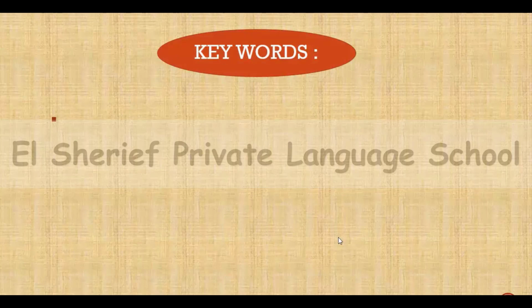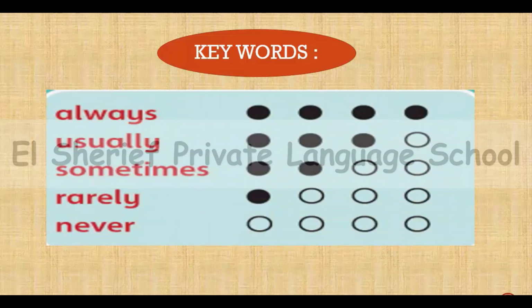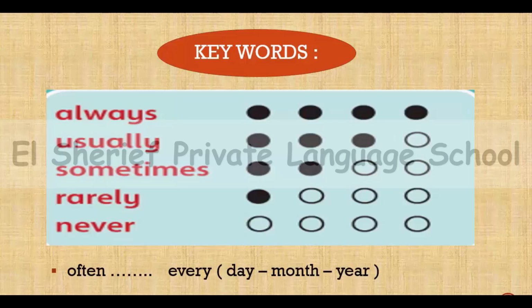And here we have the keywords. Look at the picture: always, usually, sometimes, rarely, never. And here we have also often, and every day, every month, or every year.